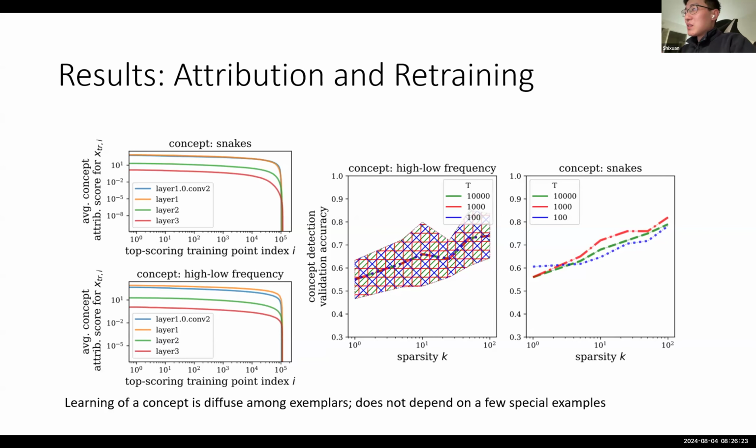Another observation is that, except for the least influential instances, these other training instances, maybe the first 10,000 training instances, they all have a very similar attribution score, which means we couldn't really see some very influential points or instances in the training set.